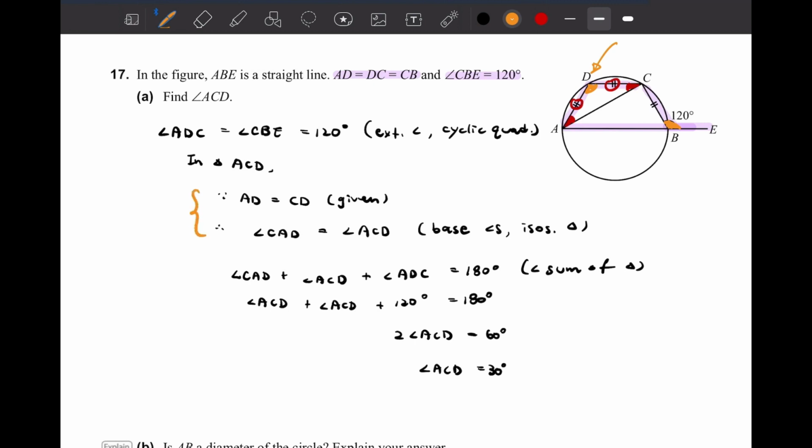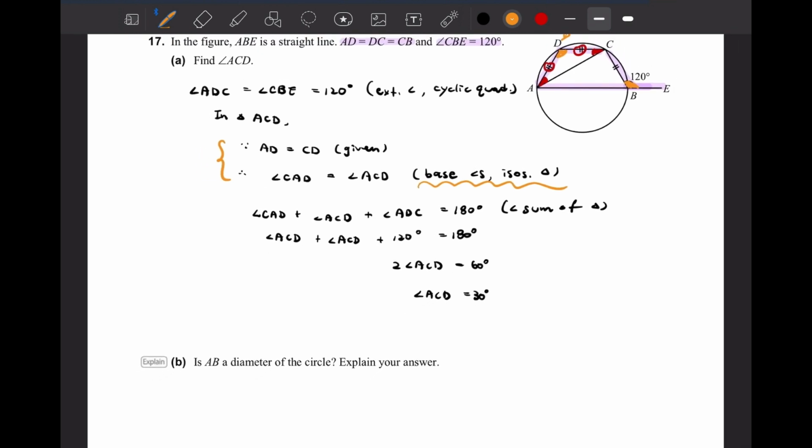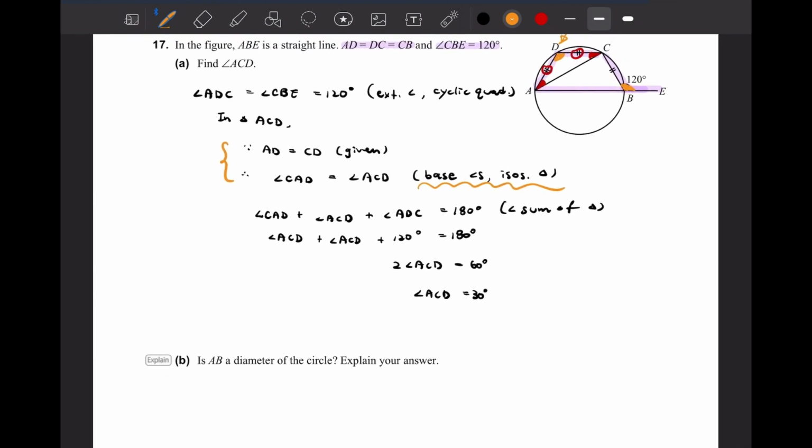So when you write your base angles of an isosceles triangle, make sure you write that those lines are equal first before you can write it, and make sure your reason is this one. So let's look at part B. Part B says, is AB a diameter of a circle? How do we know whether AB is the diameter of a circle?